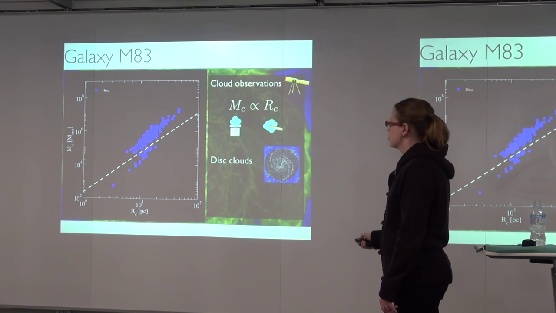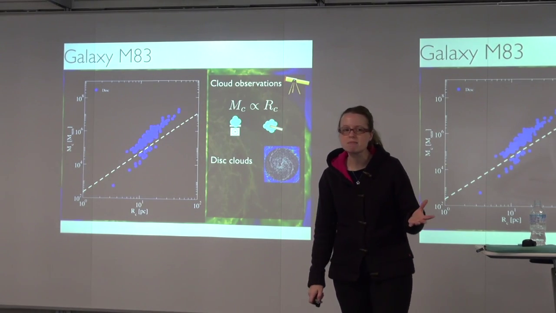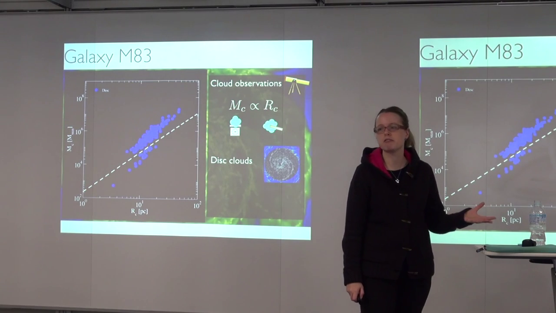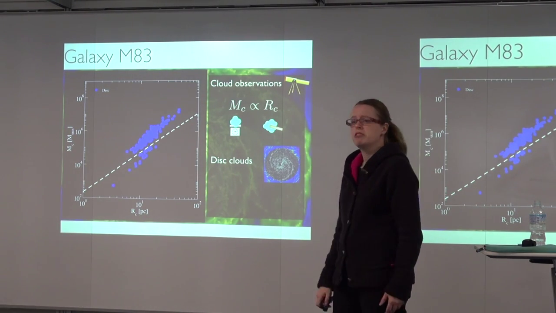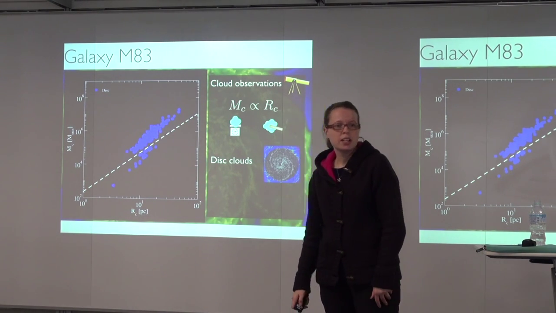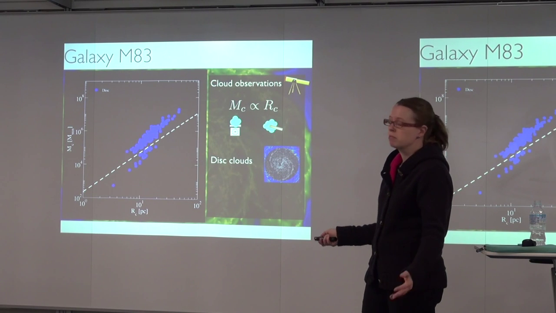These are the disk clouds. So these are my outer country clouds. They're not in a spiral. They're not in the bar. They don't form many stars. And they lie roughly along this line, not bad. You know, bigger radius is going to give you a bigger mass, okay?